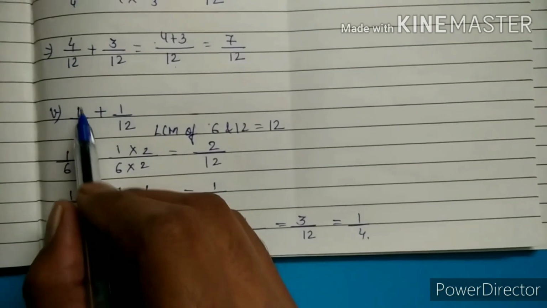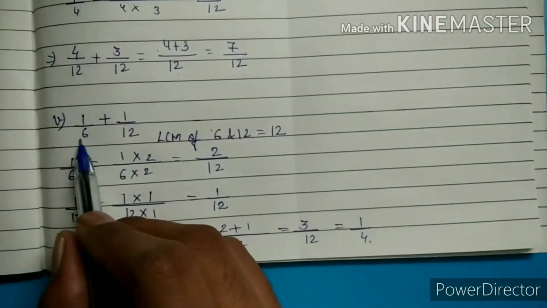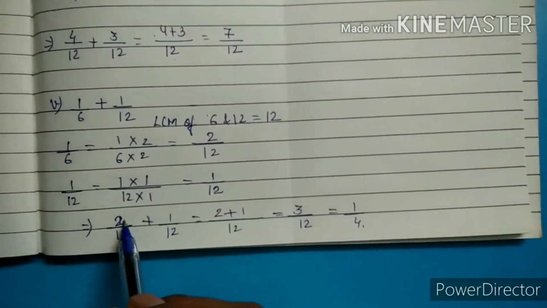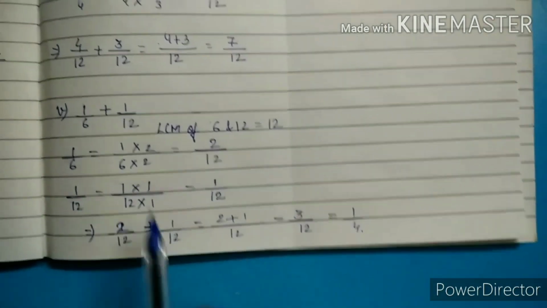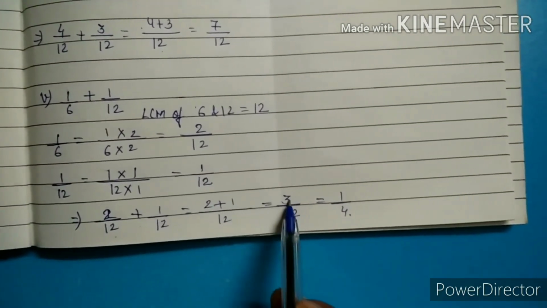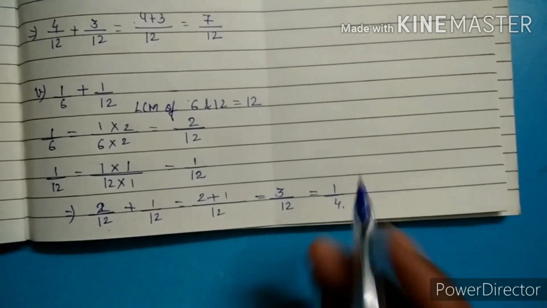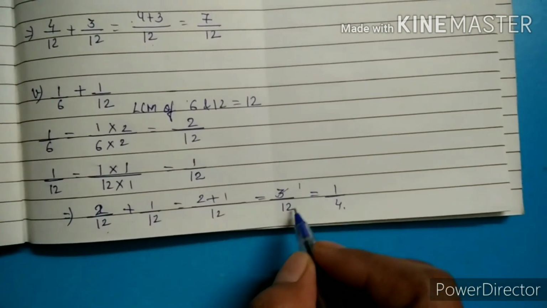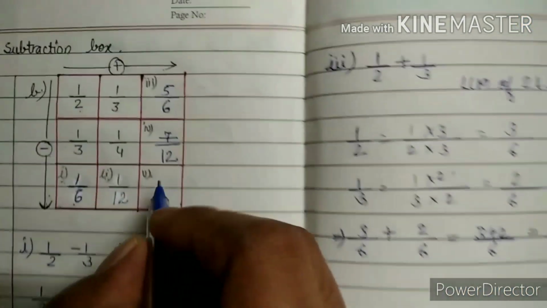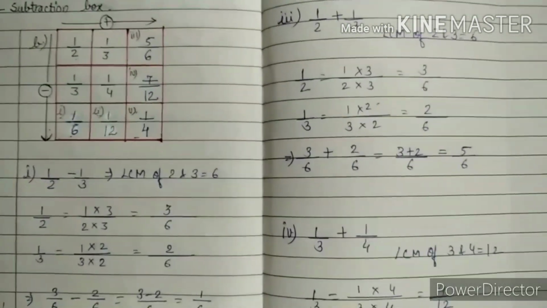Fifth is 1 by 6 plus 1 by 12. LCM is 12. So both denominators are changed into 12. So 1 by 6 is changed into 2 by 12, plus 1 by 12 remains the same. 2 plus 1 is 3, and the denominators combine together at a single time only. 3 1s are 3, 3 4s are 12. It means the fifth one's value is 1 by 4. So here we completed our question number 5.